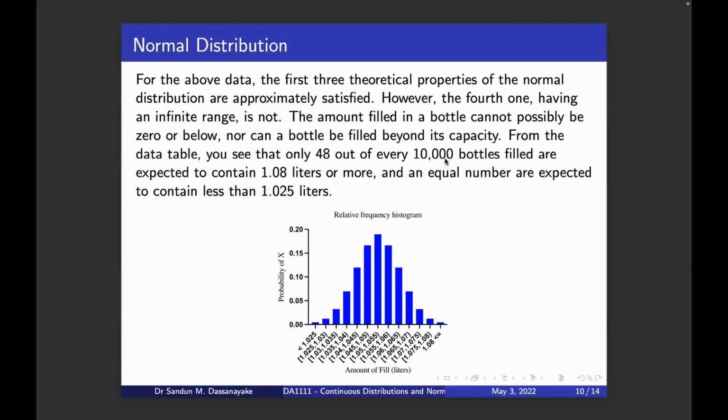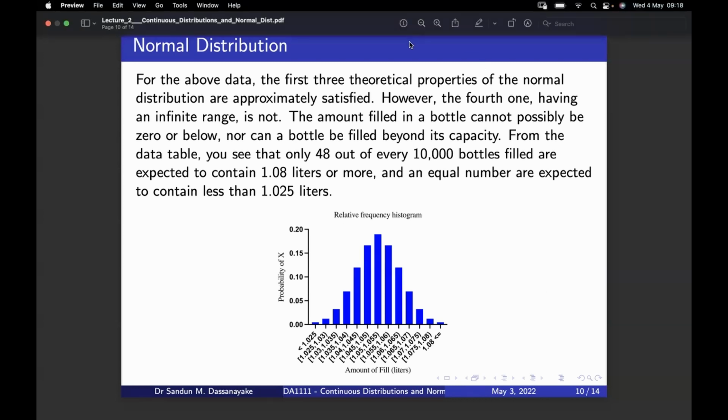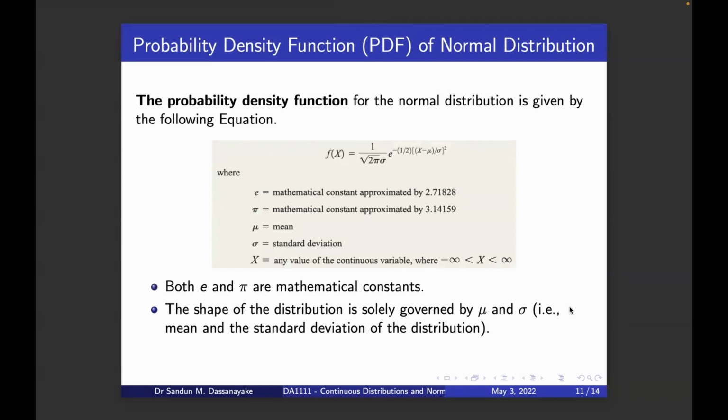It will not happen. From the data table, you see that only 48 out of 10,000 bottles will be expected to contain 1.08 liters or more, and an equal amount are expected to contain less than 1.025 liters. So it's a very small amount. Now, from this distribution, what can we say? Most of the business problems that you will encounter will follow this type of curve. And most of the time, what you will end up doing is trying to understand a normal distribution, right? Okay, now this is the part where we learn the theory of the probability density function of the normal distribution.